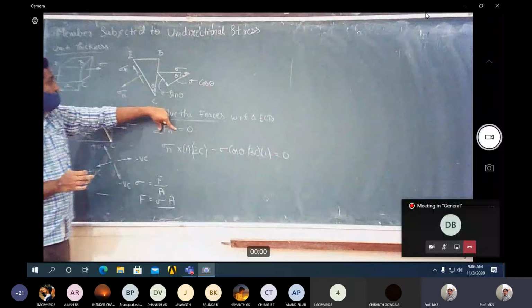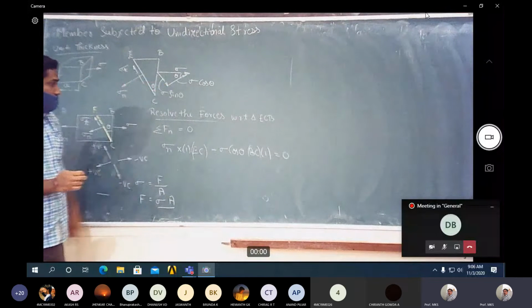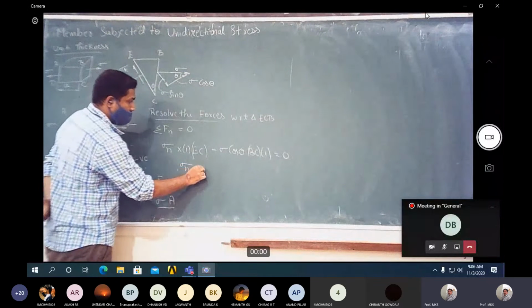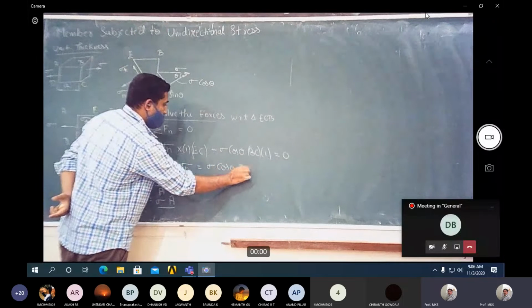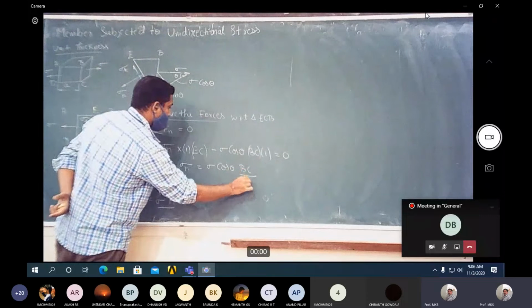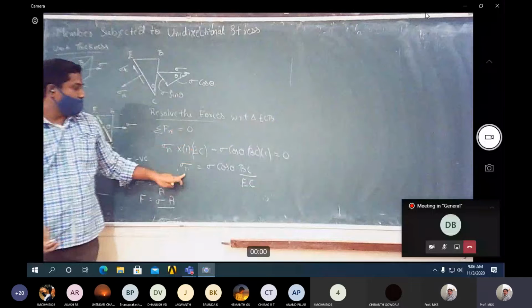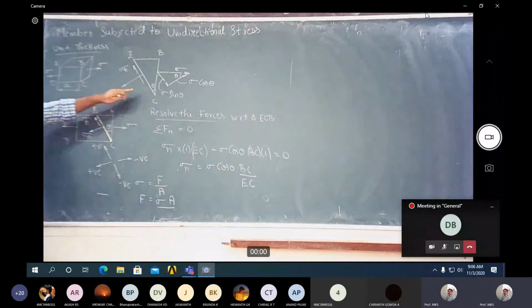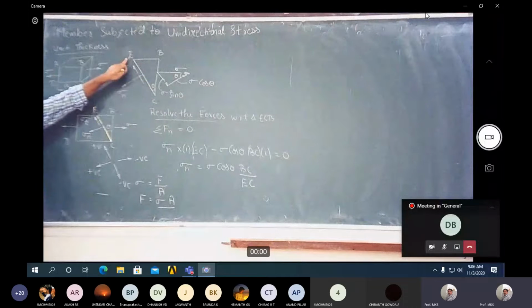There are no other normal forces. The other forces are only tangential forces. So now equate that to 0, then cross multiply, just rearrange this. Sigma n is equal to sigma cos theta BC by EC, right? I have just taken this to the other side. Now consider the triangle BCE.